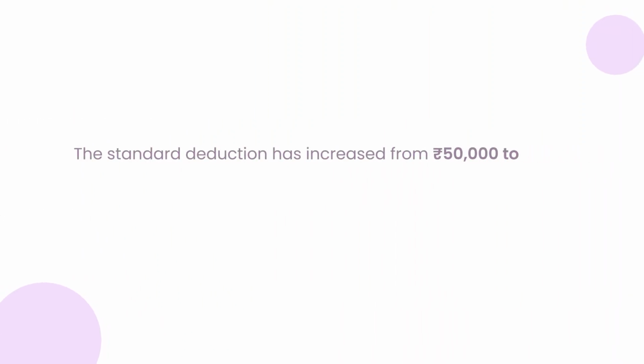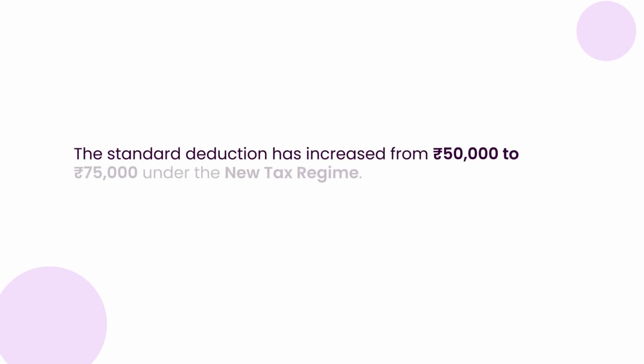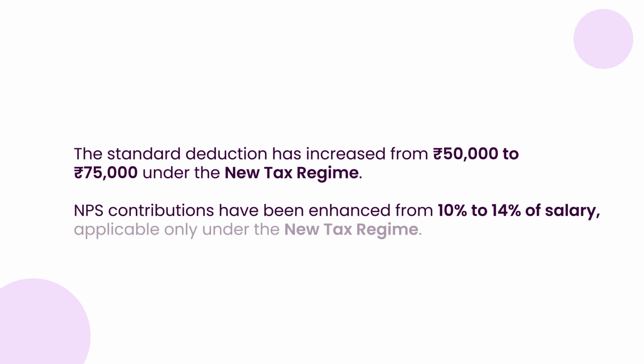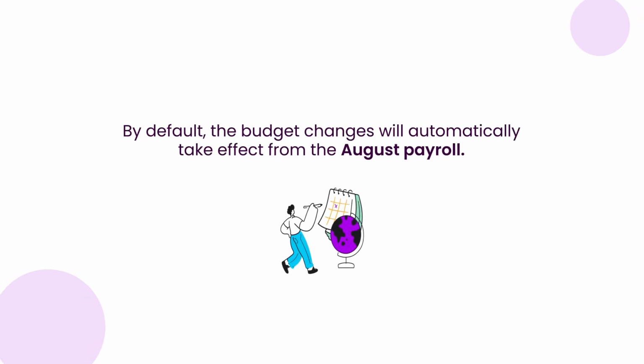The standard deduction has also increased from 50,000 rupees to 75,000 rupees for the new tax regime. Additionally, NPS contributions have been enhanced from 10% to 14% of salary, applicable to new tax regime only. By default, the budget changes will automatically take effect from the August payroll.